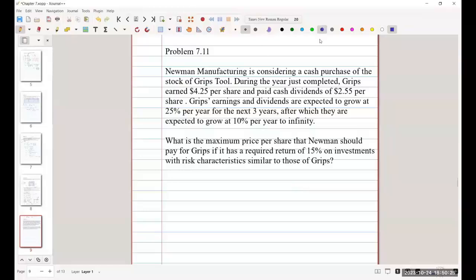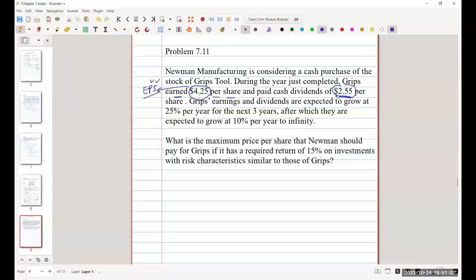So what are the values of interest here? This is what they earned per share, so this is actually EPS. We don't need that, but we can identify it based on our knowledge. Out of the $4.25 that they earned on a per share basis, they will distribute $2.55 in the form of dividends. The remainder, of course, they will retain. So this becomes a value of interest for us.